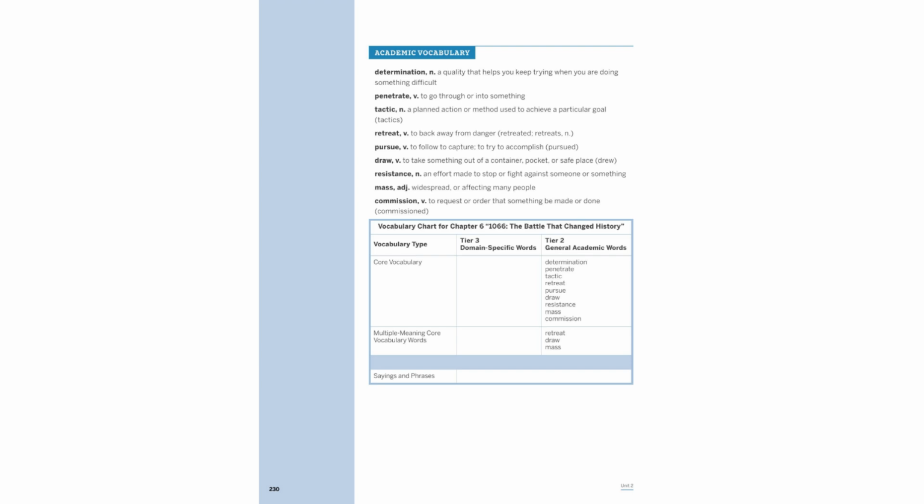Determination drives perseverance in challenges. Penetrate describes breaking through barriers. Tactic refers to strategic actions. Retreat involves withdrawing from threats. Pursue means to chase or achieve. Draw can mean extracting something. Resistance is opposing force. Mass indicates widespread impact. Commission involves ordering tasks. These terms are crucial for analyzing historical narratives like the Battle of 1066.